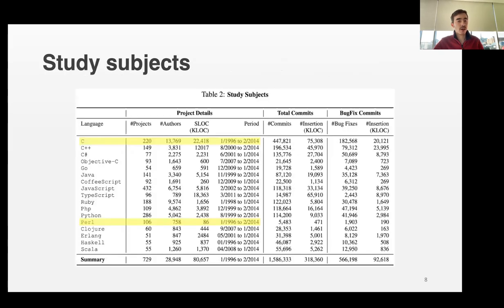In more detail, for example, for the C language, they obtained 22,000 K lines of code of programs in C. For Perl, they obtained 86. These are two examples of languages and lines of code and commits and all this information that they obtained.